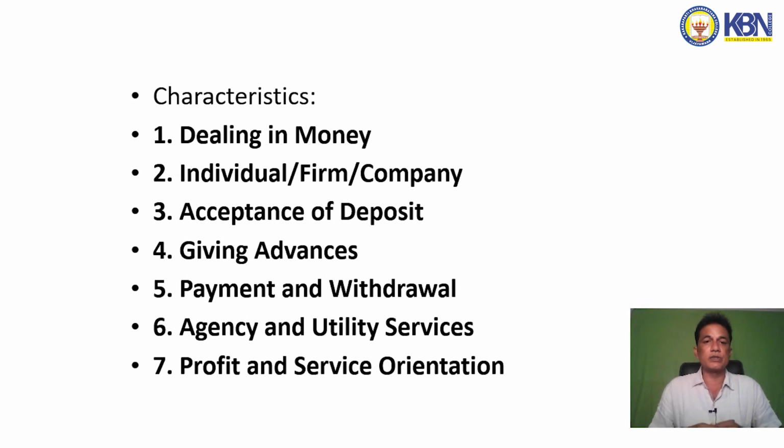Second characteristic is individual, firm or a company. A bank is established by individual persons, firms or a company. Bank is a business run by people, maybe in the form of an individual person, a firm or a company. They collect money from the public and distribute money to the public. It doesn't matter which form, they are doing banking business, finance business.